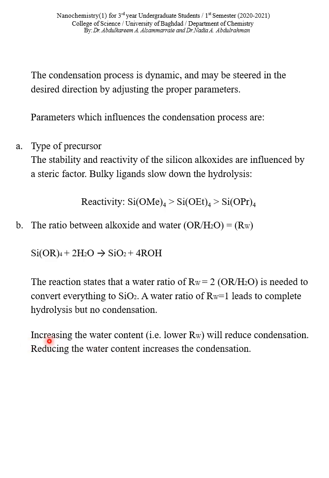Increasing the water content, i.e. lower RW, will reduce condensation. طبعا كل ما تزيد كمية الماء كل ما الكوندنسيشن راح يقل، يعني عملية التحويل إلى الجل راح تقل. فبزيادة الماء راح يظل هو السوليوشن وعملية الكوندنسيشن تقل. هنا بالعكس reducing the water content increases the condensation. إذا كمية الماء تقل الكوندنسيشن راح يزيد. فإذا العلاقة هي عكسية ويا كمية الماء.